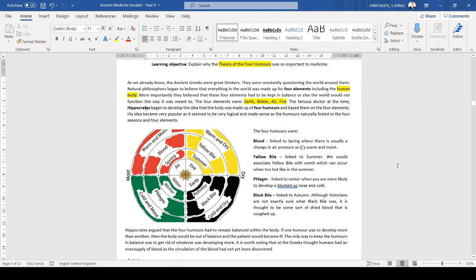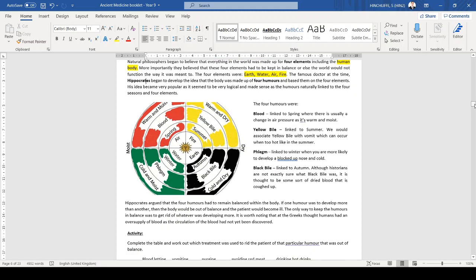Okay, so they're the 4 humours: blood, yellow bile, phlegm, black bile. So that is what the Greeks believed your body was made up of. Now, you can see how they link it to the seasons, they link it to the elements, and they link it to the conditions as well. So that's the initial theory.